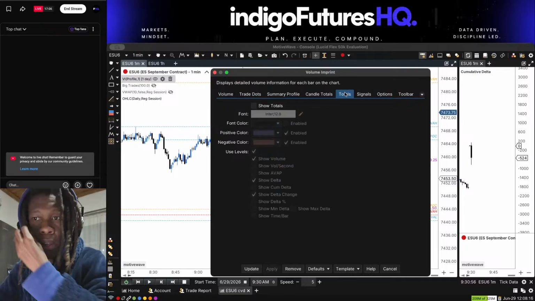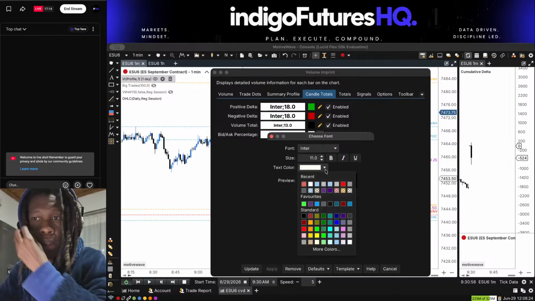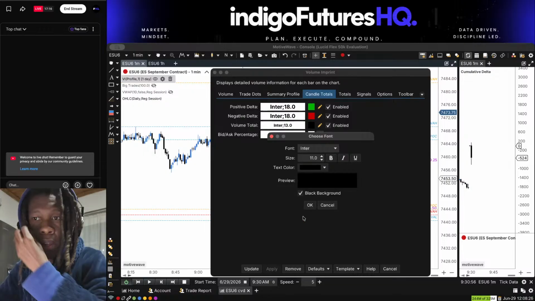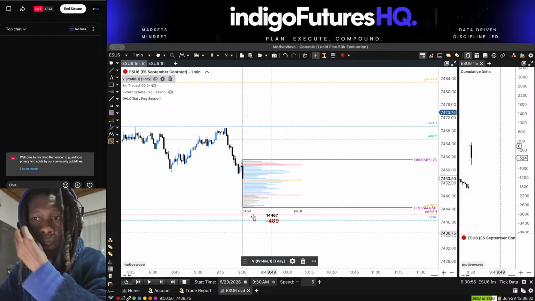Settings, totals, candle totals. Yeah, these are supposed to be on. Why are they not showing? Ah, the text is in white. Okay, update. There we go.